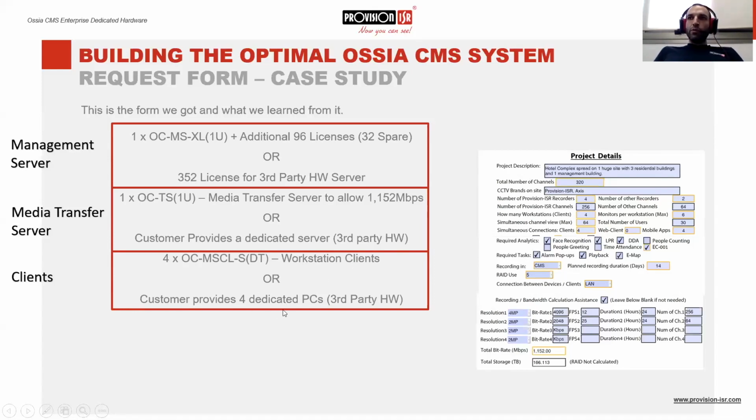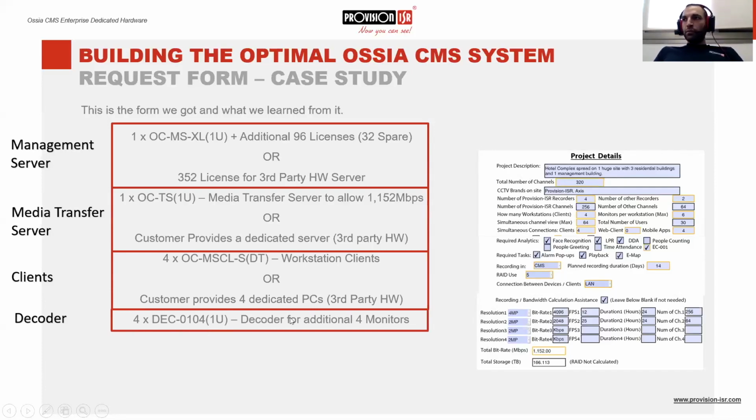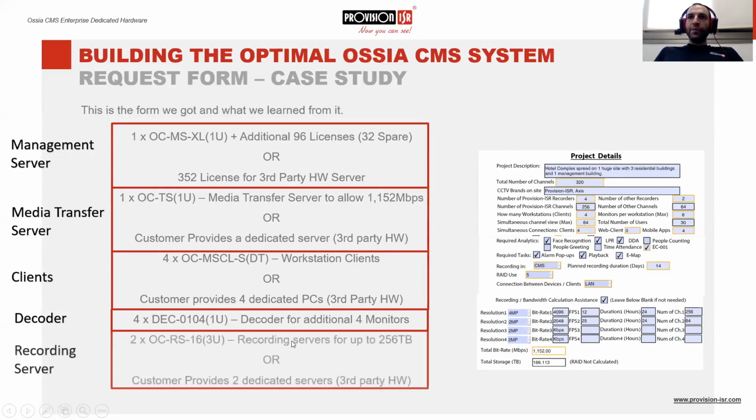For clients, okay, you can use the small ones, or you can ask the customer to provide you with 4 dedicated PCs. You need 4 decoders, 1 decoder for each control room, and no problem because each management server supports up to 2 monitors together with the 4 monitors of the decoder, and we get to the 6 monitors that the customer says the project needs.